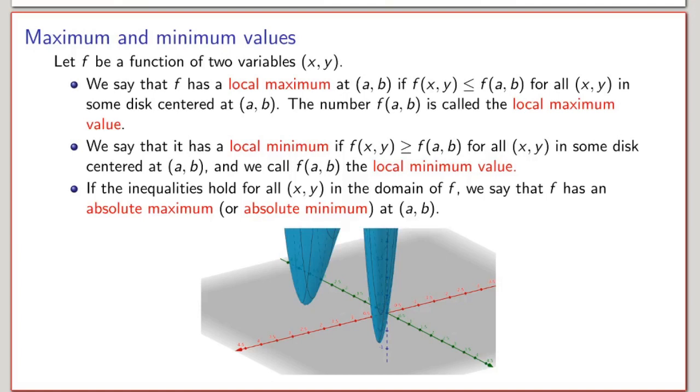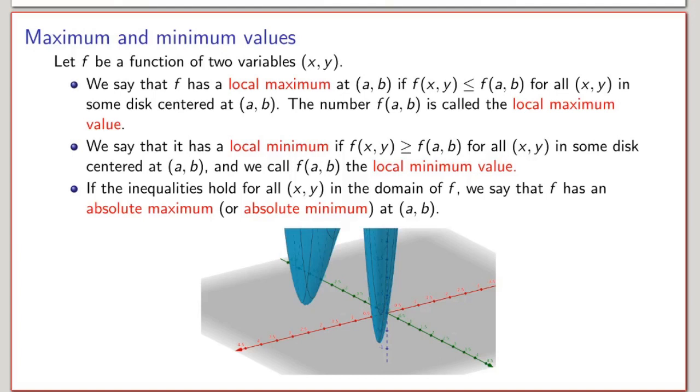Now we can define local minima in the same way. So we say that f has a local minimum at a point (a,b) if f(x,y) is greater than or equal to f(a,b) for all (x,y) in some disk centered at (a,b), and we call f(a,b) the local minimum value. We can also talk about absolute maxima and minima. If the inequalities hold for all (x,y), not just near the point, but for all (x,y) in the domain of the function, then we say that f has an absolute maximum or minimum at this point.